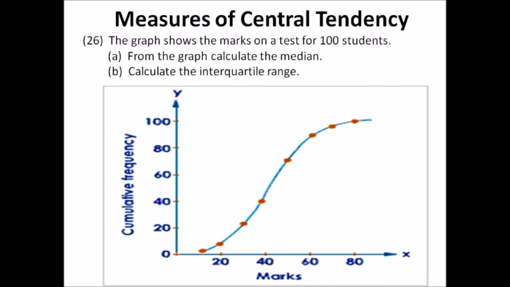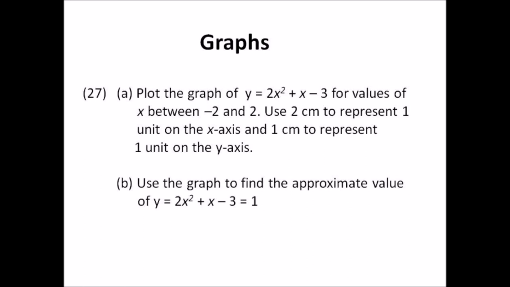Got it? And we move on to number 27, graph. Plot the graph of y is equal to x squared plus x minus 3 for values of x between negative 2 and 3. Use 2 centimeters to represent 1 unit on the x-axis and 1 centimeter to represent 1 unit on the y-axis. That's important. Don't forget that. Use the graph to find the approximate values of x for which y is equal to x squared plus x minus 3 is equal to 1.